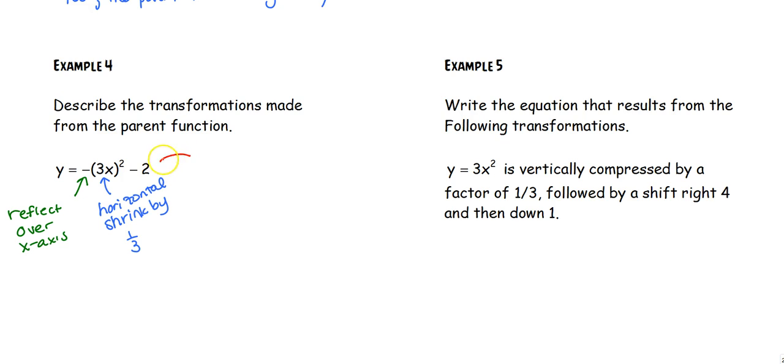And then last, we are subtracting 2. Because the subtracting 2 is not inside of the parentheses, that's showing our vertical shift. And the vertical shift in this case is negative, which means it's going to be going down 2.